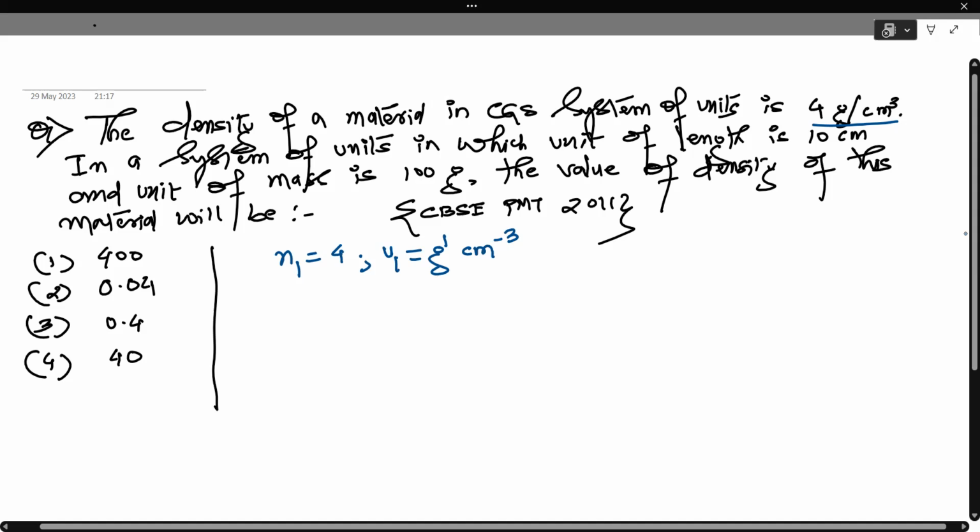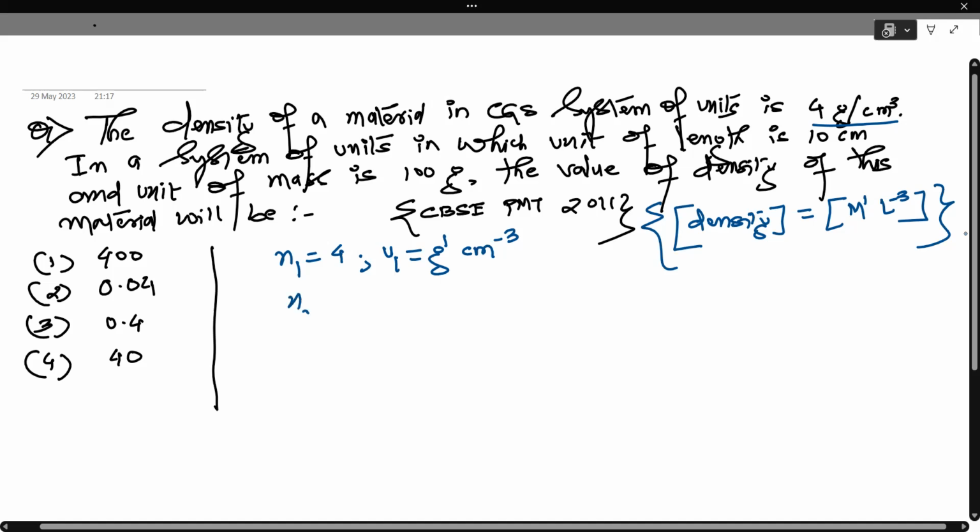Since we are talking about density, it is always handy to remember the dimension of density. We know that density is mass by volume, and the dimensional formula for density is mass to the power 1, length to the power -3. It means that if I have to write the unit of density, I have to take the unit of mass to the power 1 and the unit of length to the power -3, which we can see here.